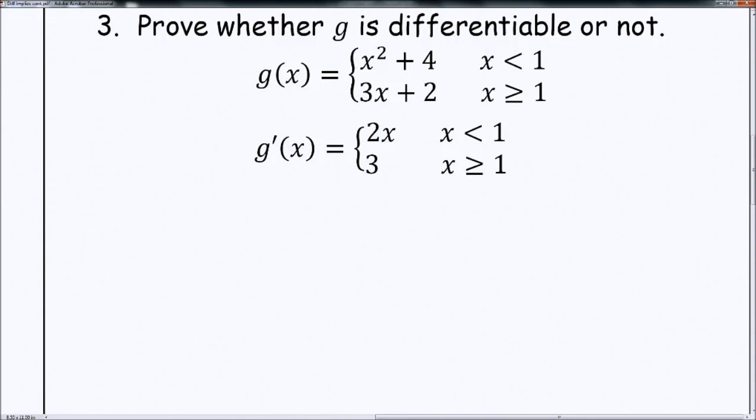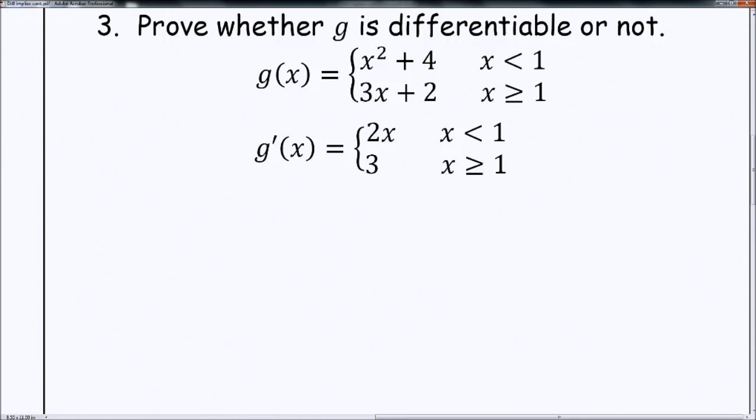Alright, number 3, prove whether g is differentiable or not. And so we have g of x is equal to x squared plus 4, where x is less than 1, and 3x plus 2, where x is greater than or equal to 1. And again, I just went ahead and gave you g prime. Typically, after I show you the rules, I'm not going to give that to you. You're going to figure that out on your own. I have 2x, where x is less than 1, and 3, where x is greater than or equal to 1.